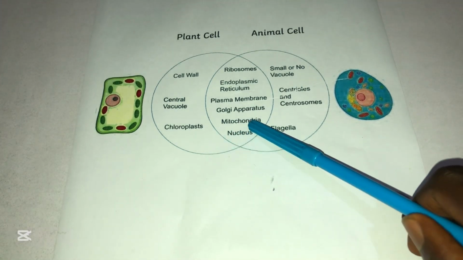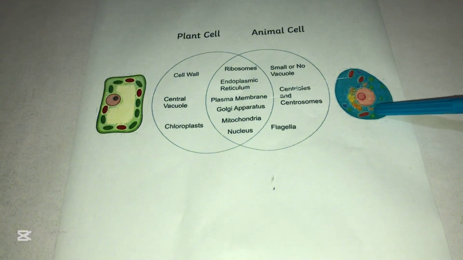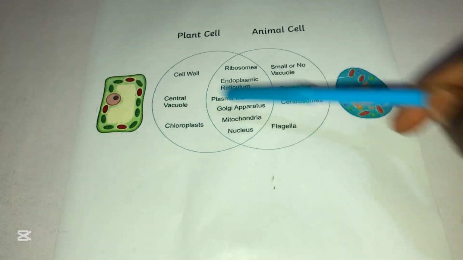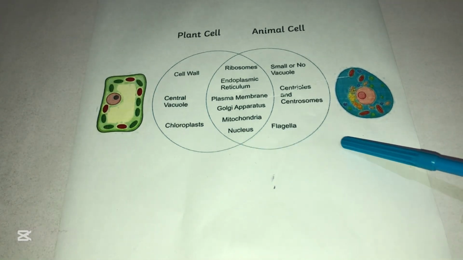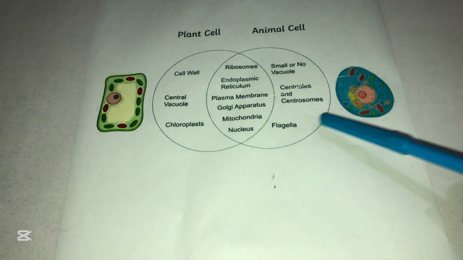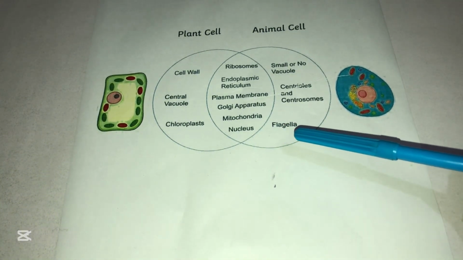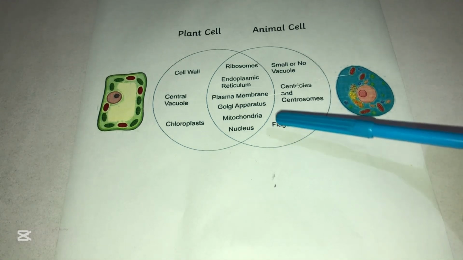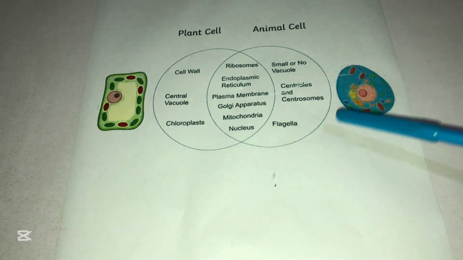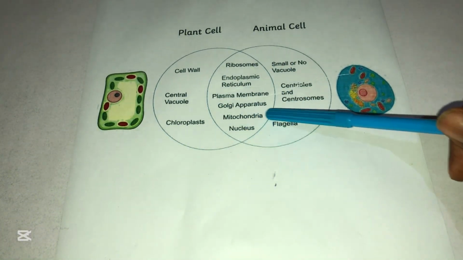Now we look at the mitochondria. Both plant and animal cells have mitochondria. This is the structure of the mitochondria, the red one. So what's the function of the mitochondria? Mitochondria generates energy for the cell. We consider the mitochondria to be like the powerhouse, like the generator house where electricity and power are produced. It generates energy for the cell to utilize for its functions.